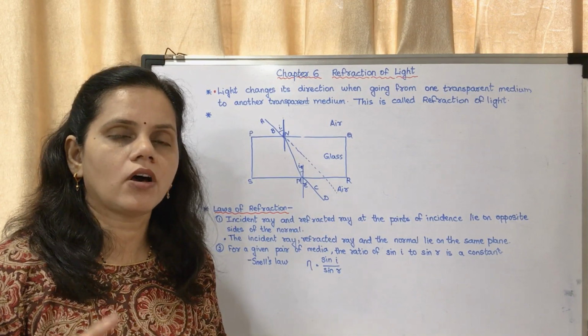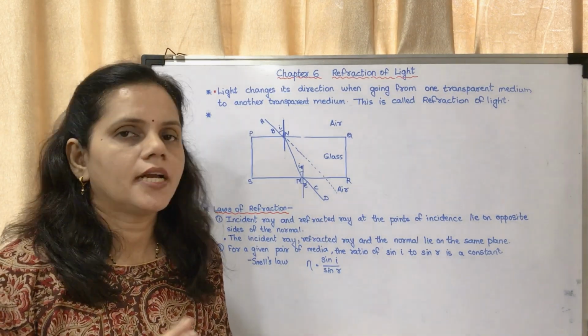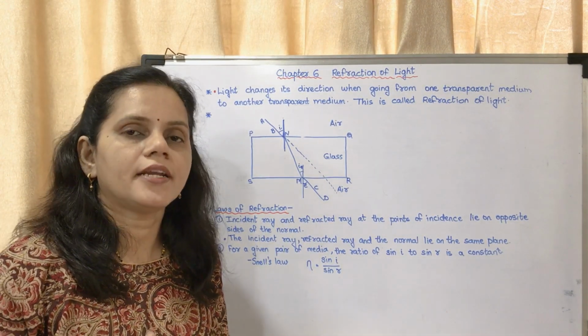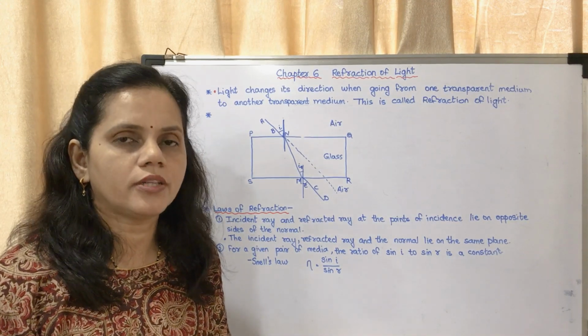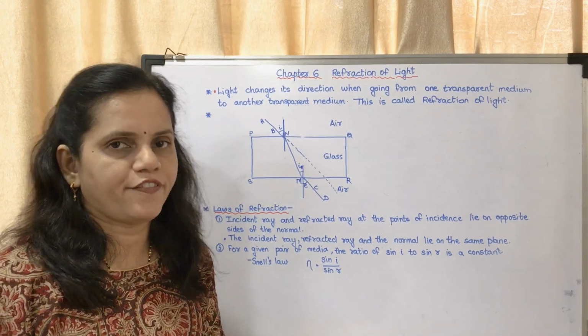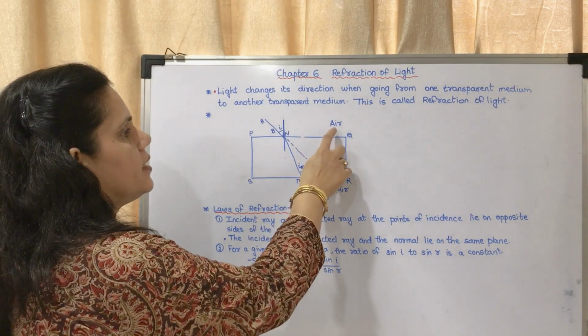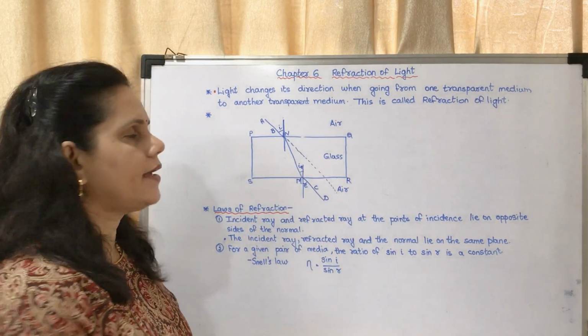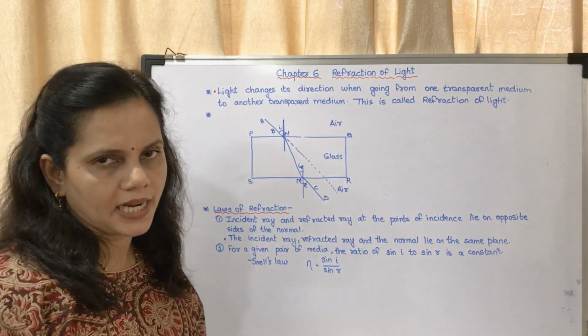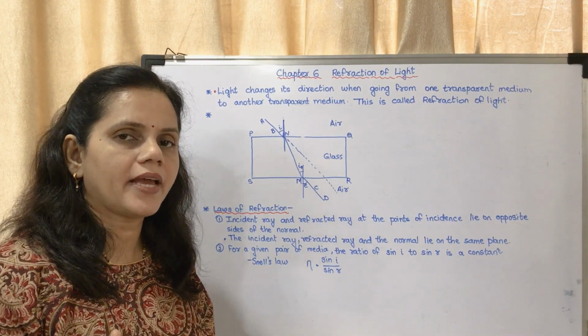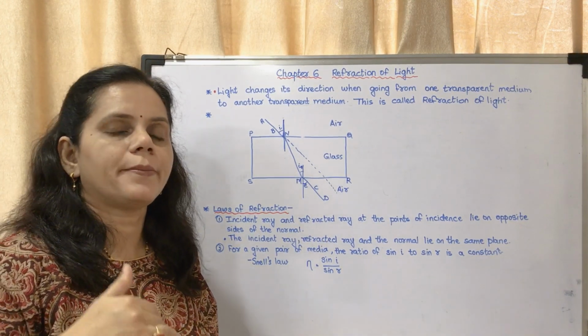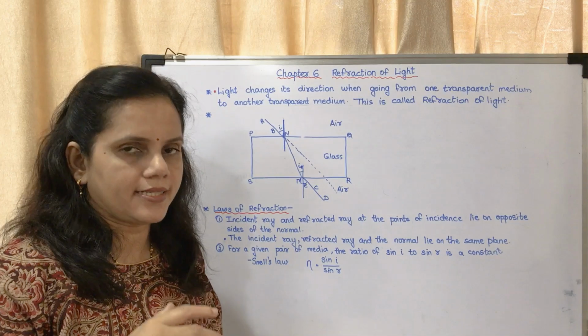It should have gone straight, but it does not go straight. It changes its path due to the phenomenon called refraction. Here this is the medium air and this is the medium glass. When it is passing from air to glass, that means from a rarer medium to a denser medium.